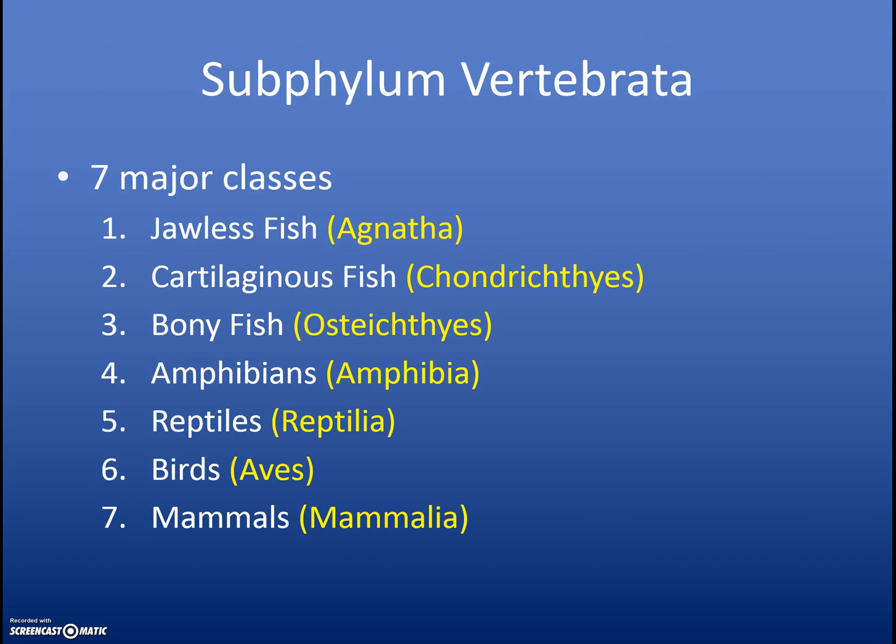Now, there are 7 classes of vertebrates. So we have kingdom Animalia, phylum Chordata, subphylum Vertebrata, and now we get into the classes, which the jawless fish is Agnatha, which means without jaws. Cartilaginous fish, Chondrichthyes. The bony fish, Osteichthyes. The amphibians in Amphibia. The reptiles in Reptilia. The birds, class Aves, and rounded out with the mammals in class Mammalia.